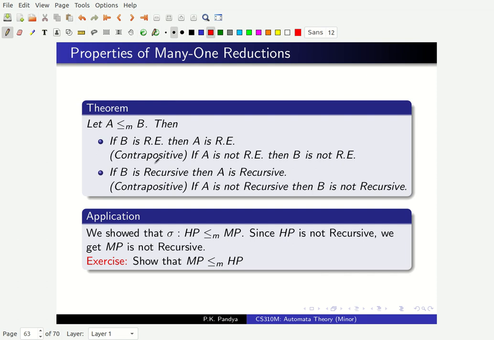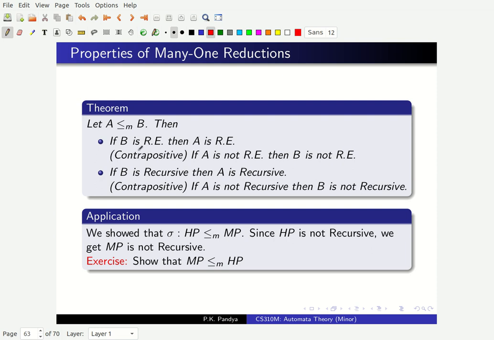So there is this other theorem also. If B is recursive, then A is recursive. And if B is recursively enumerable, then A is recursively enumerable. These two properties I get. Okay. I think this should be immediate to you. So I hope you have understood these two properties.